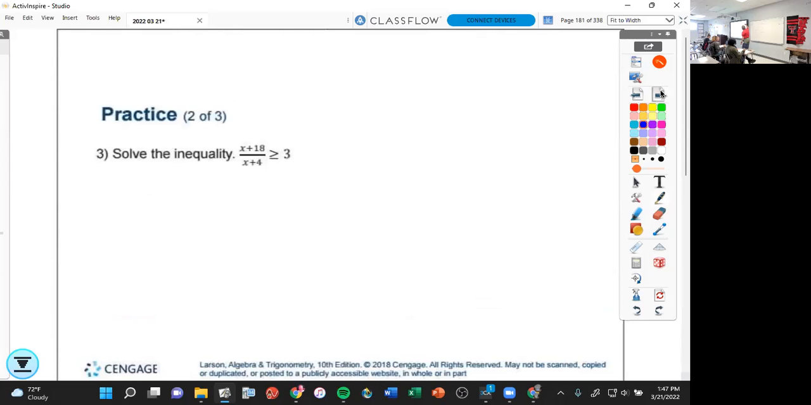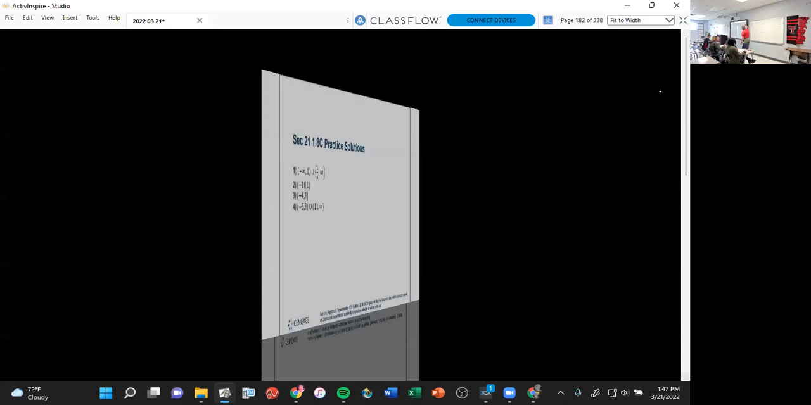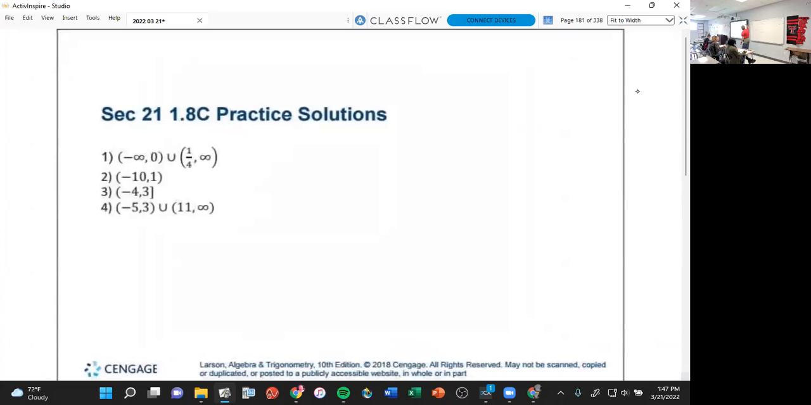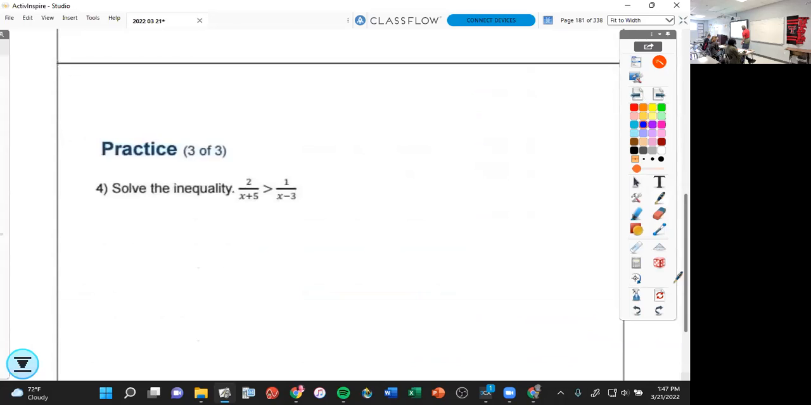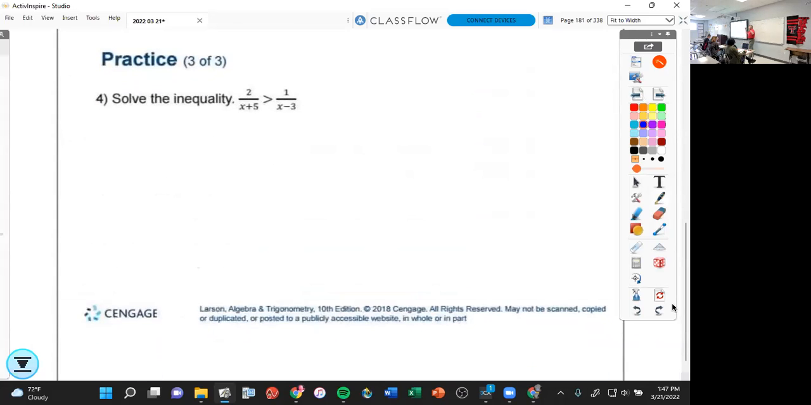There are 4 practice problems. I'm going to do the 4th one, because the 4th one's the hardest. It's the hardest, but like I've said before, everything in here is easy.